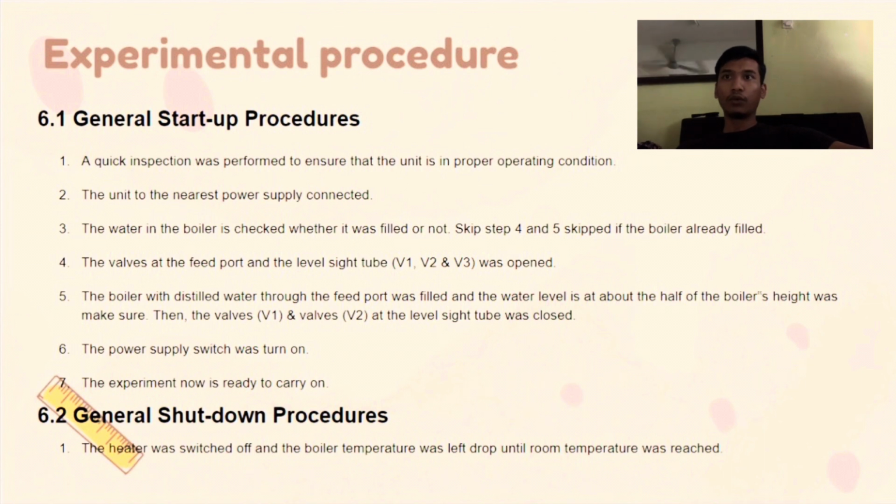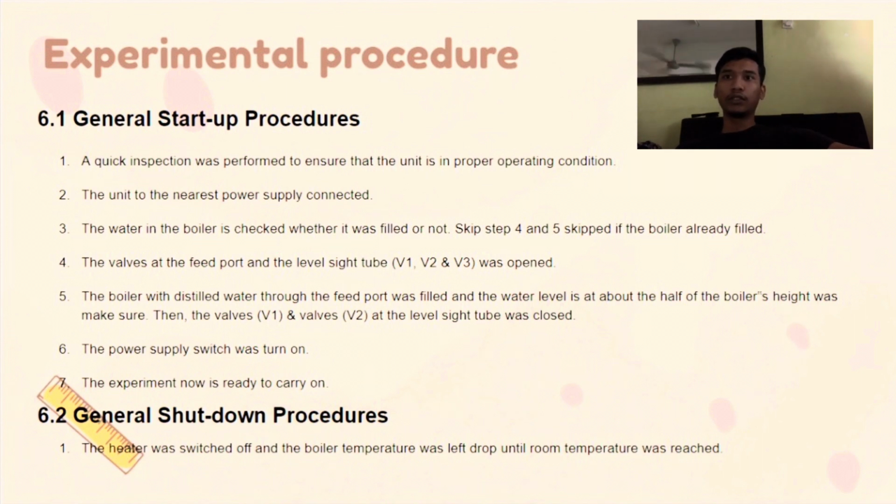Number 5, the boiler was filled with distilled water through the feed port and the water level is at about half of the boiler's height. Then the valves V1 and V2 at the level side tube were closed. Number 6, the power supply switch was turned on. And then the experiment is ready to carry on.